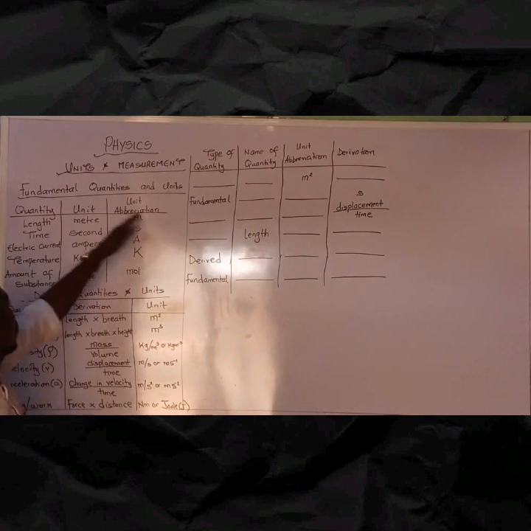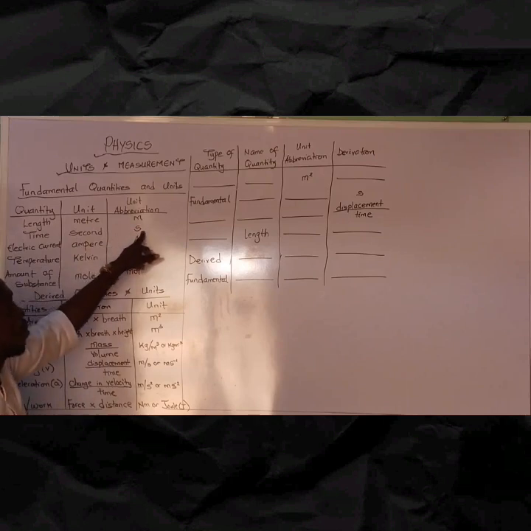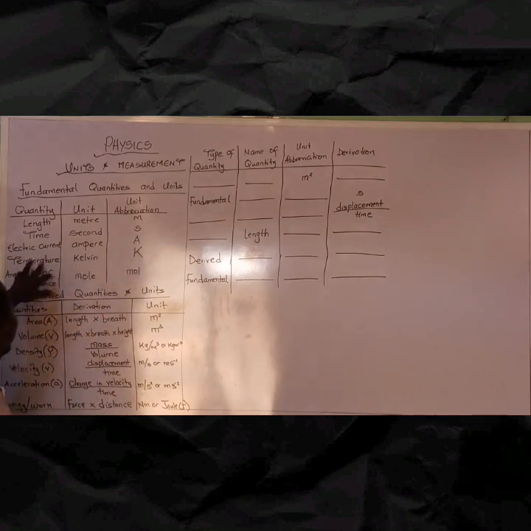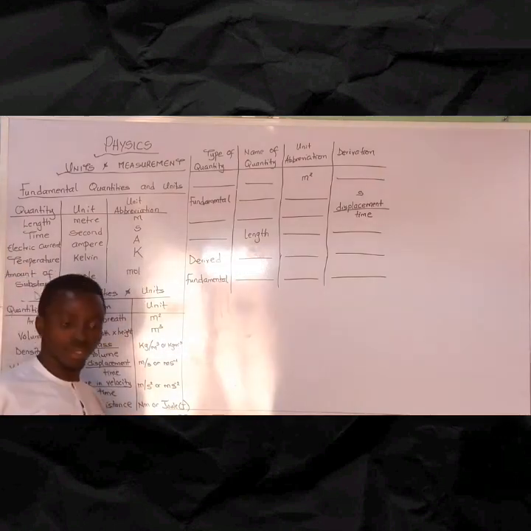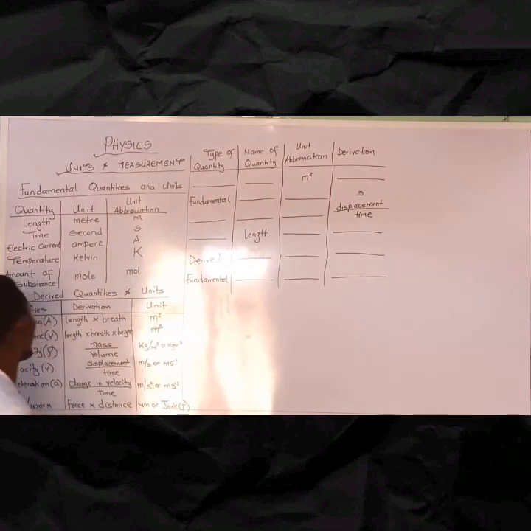The quantity, the unit, and the unit abbreviation. Length, the unit is meter, small letter m. Time, the unit is second, small letter s. Electric current, ampere, that's capital letter A. Temperature, Kelvin, that's capital letter K. Amount of substance, mole, abbreviated mol. We have other ones you can research.